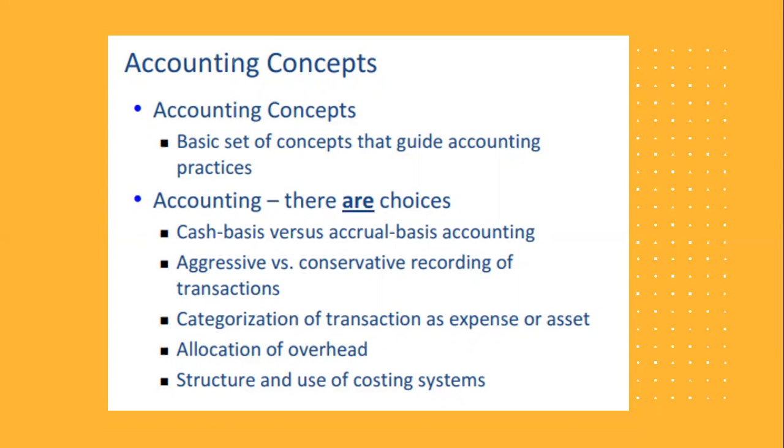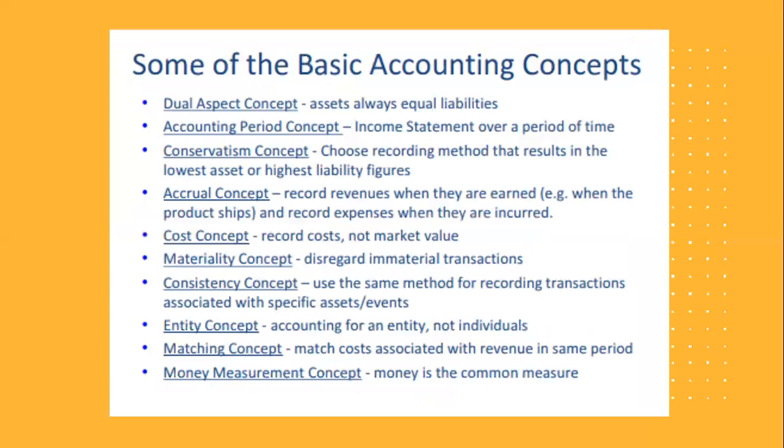Other choices include aggressive or conservative recording of transactions, categorization of a transaction as an expense or asset, allocation of overhead, and structure and use of costing systems. So there are a bunch of choices within those set of rules that do have to be followed by every company.